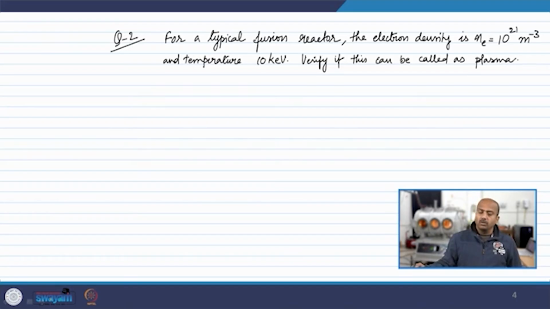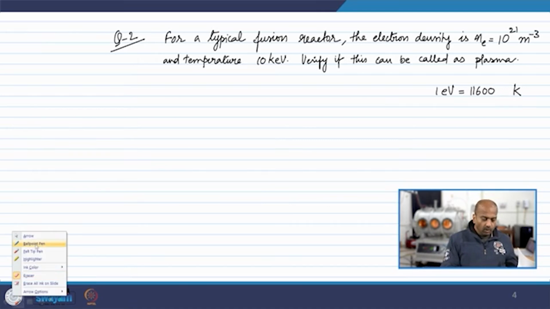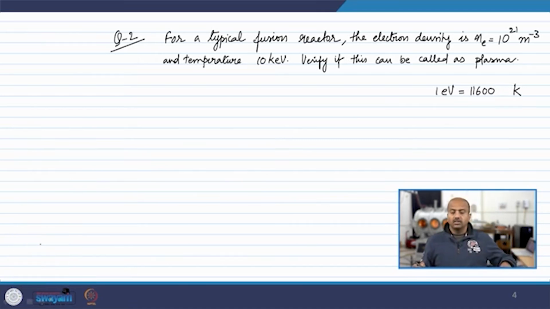and the temperature is 10 keV, right. Now, we know that we use the scale of electron volts for quantifying the temperatures of plasma, where 1 electron volt is equal to 11,600 in temperature units, that is in Kelvin. Okay. Now, of course, this is an ionized gas, no doubt, but should we call it plasma or not? That is the question, right.